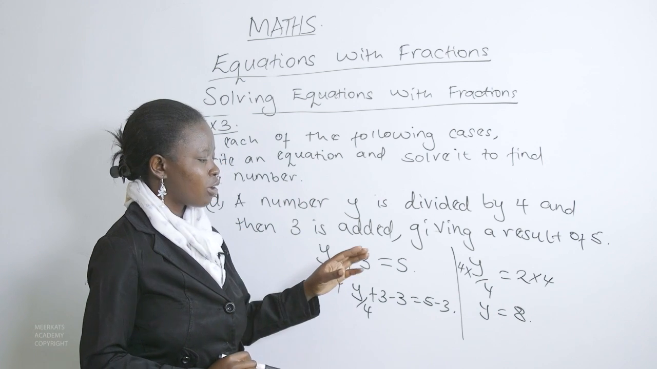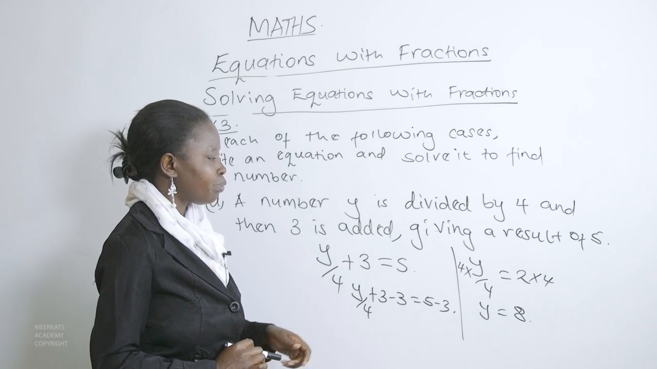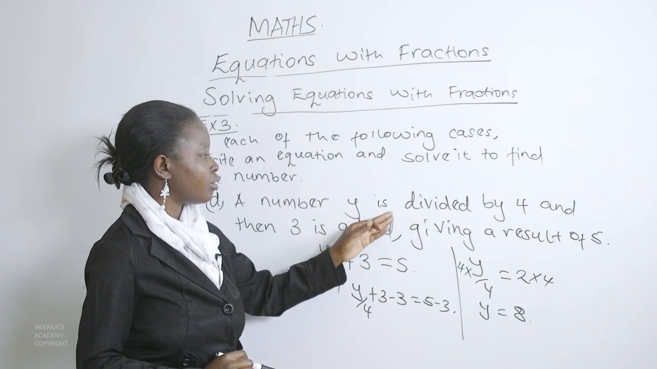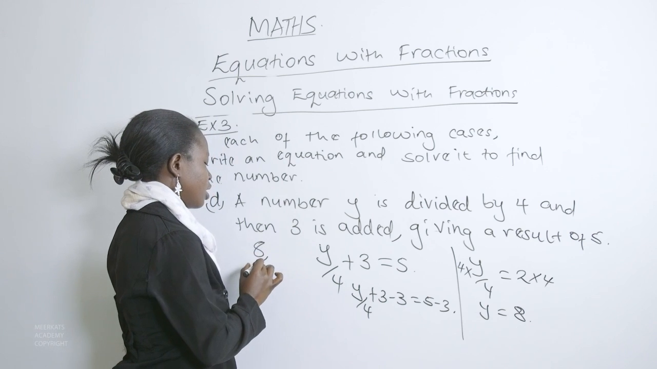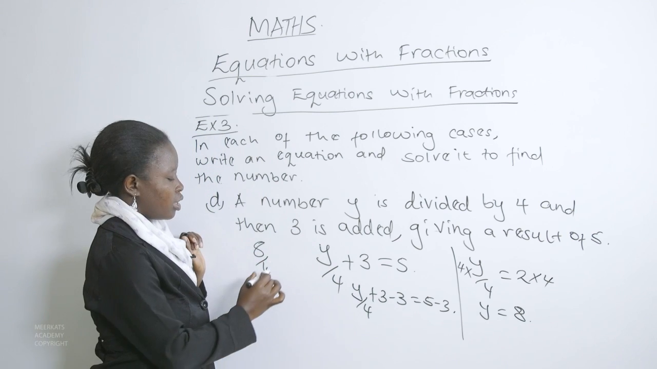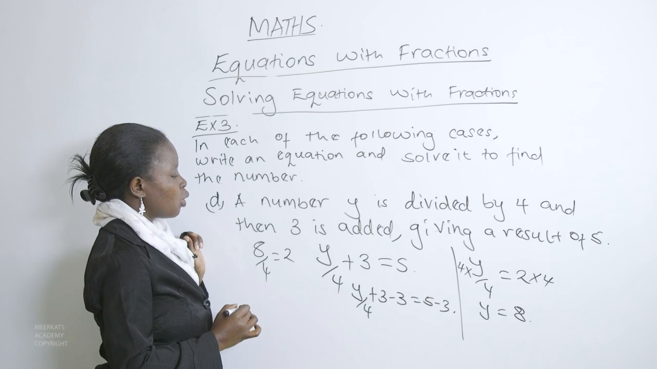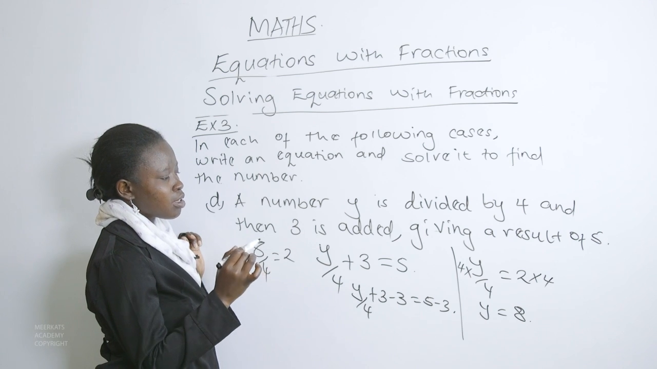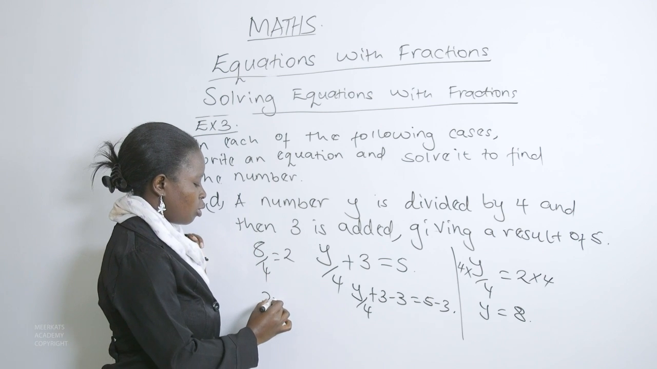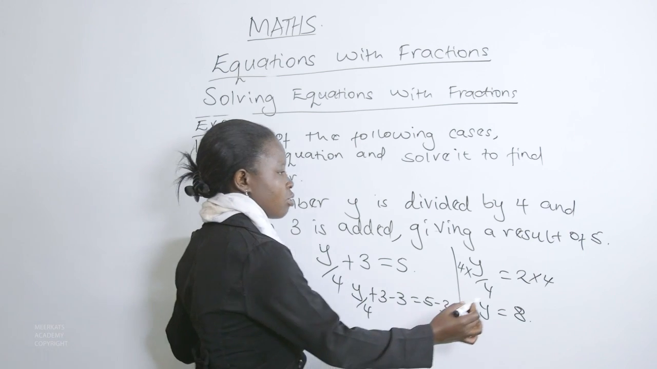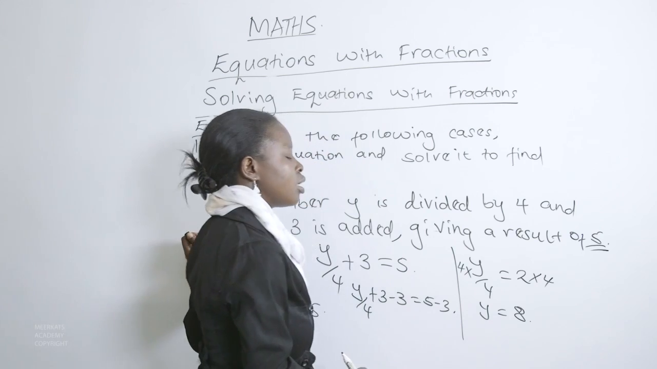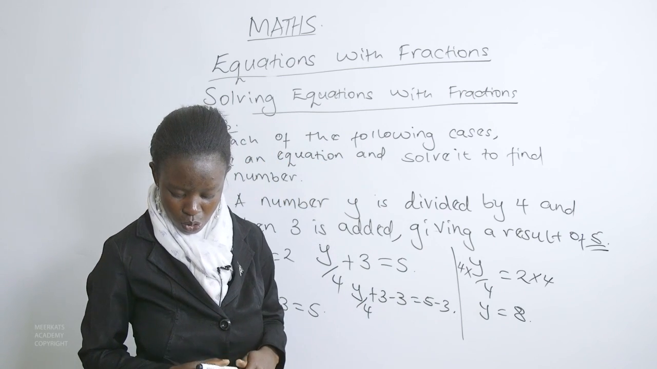So if I have that given number, I divide the number by 4, so this is 8 divided by 4, and 8 divided by 4 gives us 2, and then 3 is added to the number. So we have 2 plus 3, and 2 plus 3 gives us 5, which is the result that we've been given in that situation.